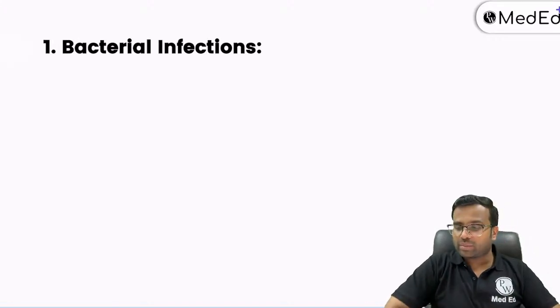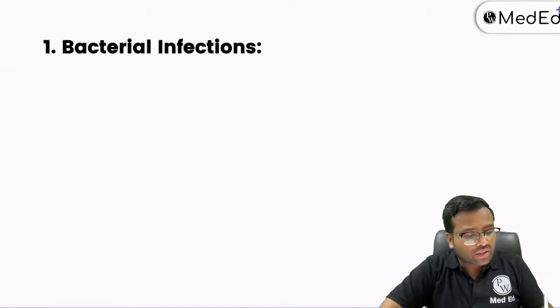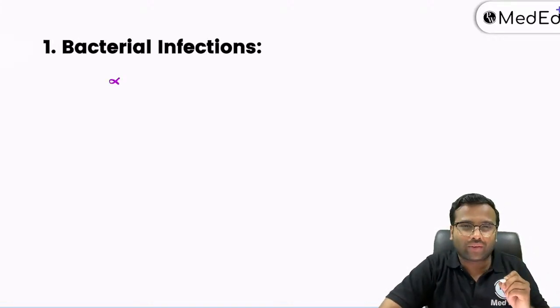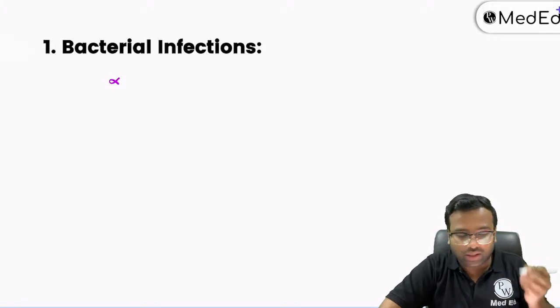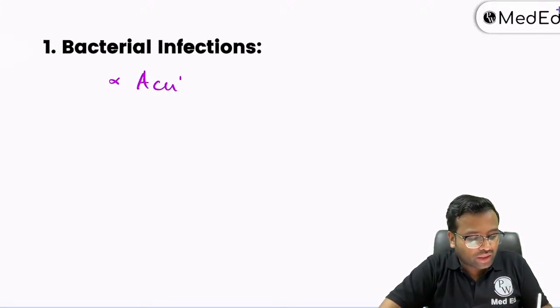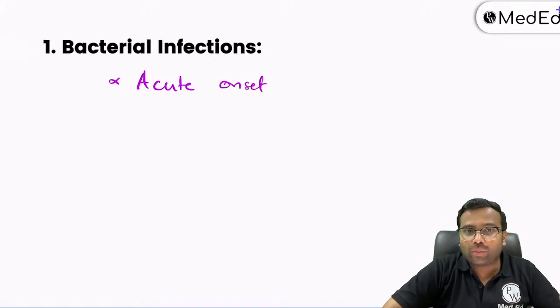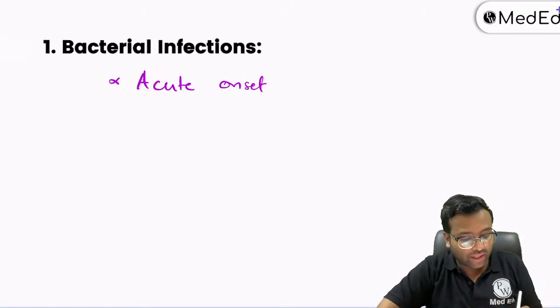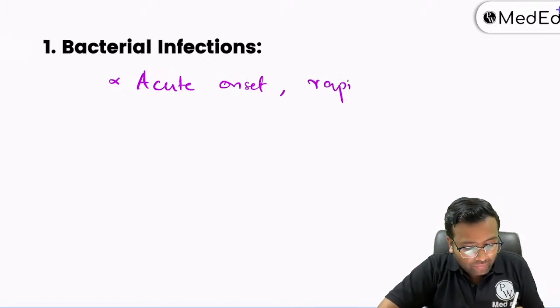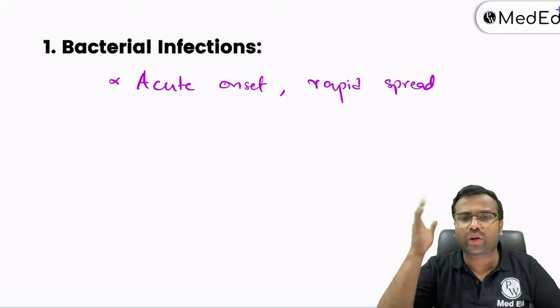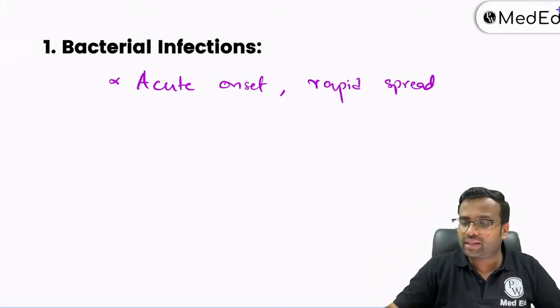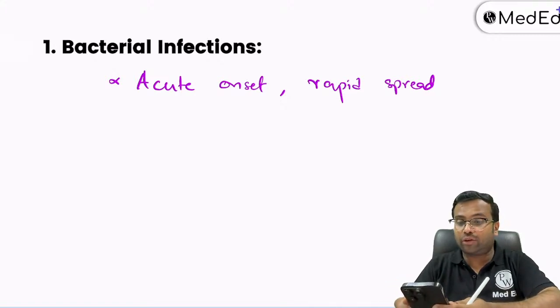Because most of the time these bacterial infections have an acute onset, isn't it? So let me just write down that this can have an acute onset. When a patient says that this appeared over my skin over the last 1 week, or it is having a very rapid spread as well, in such cases we always think that yes, this could be an infection, and obviously this can be a bacterial infection as well.